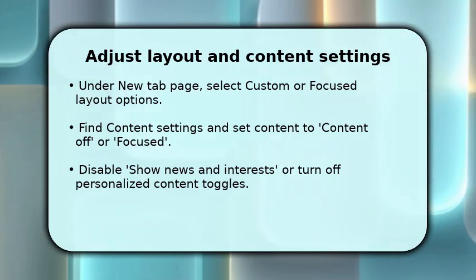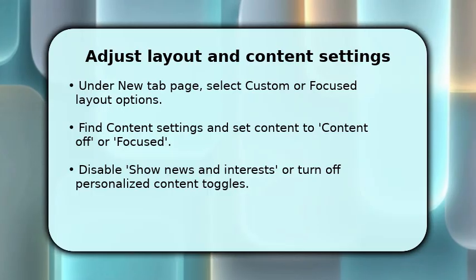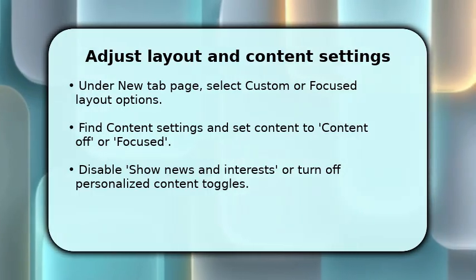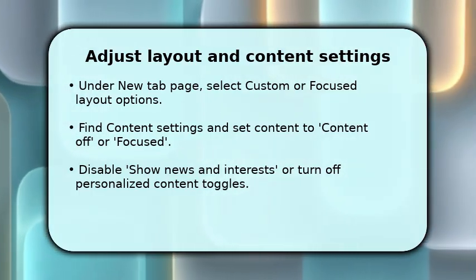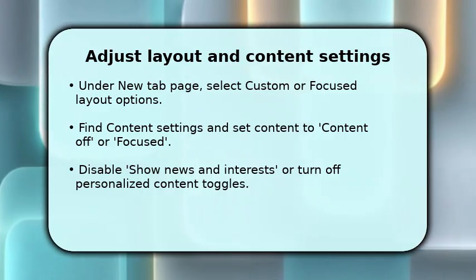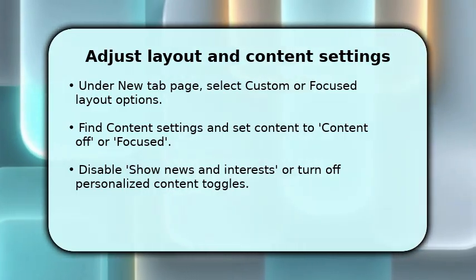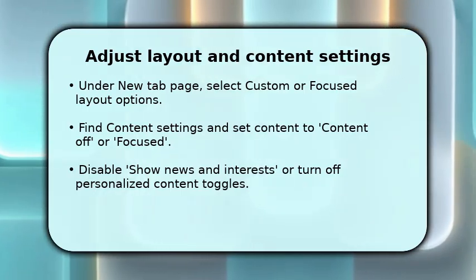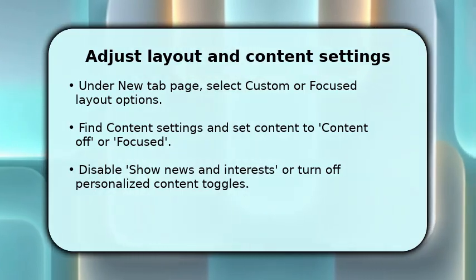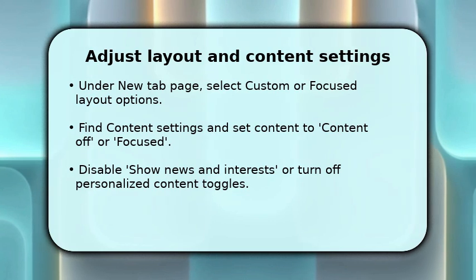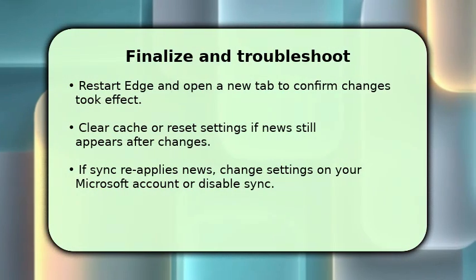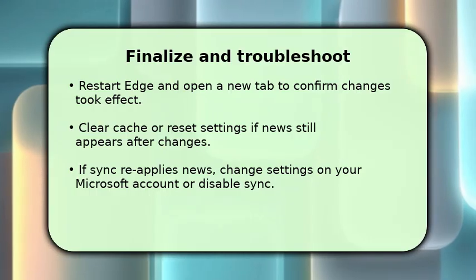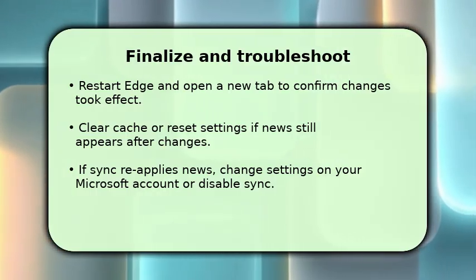Make sure to disable any toggles labeled Show News and Interests, Personalized Content, or Discover. Those enable the feed. If you used custom layout, explicitly uncheck News or Microsoft Start Modules so the home page remains clean. Now finish by restarting Edge and opening a new tab to verify the home page no longer shows news. This confirms your layout and content choices took effect.